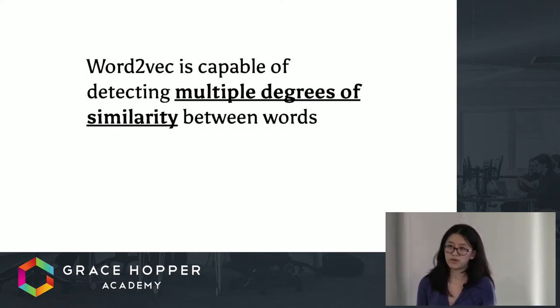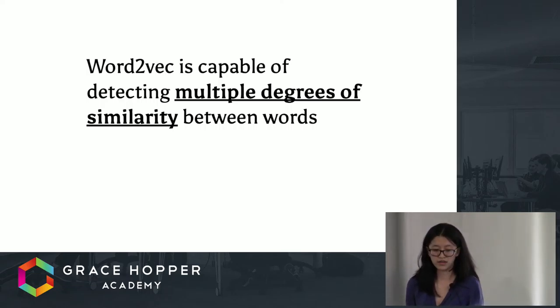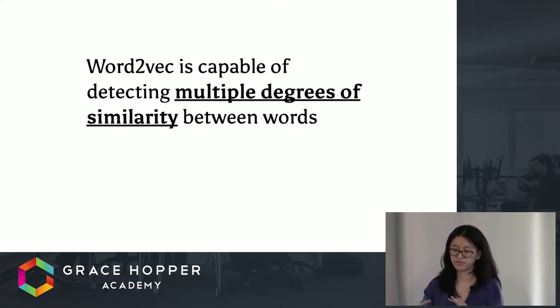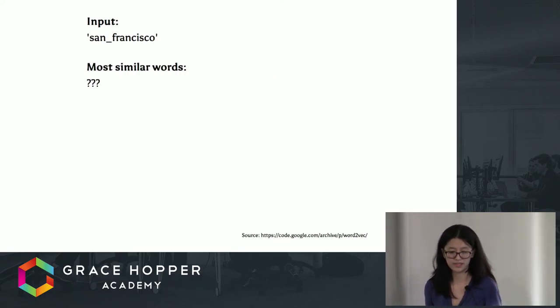The real power of Word2Vec is that it can detect multiple degrees of similarity between words. It doesn't just detect similarities in meanings or relationships between words, but it can also detect differences in syntax, the word endings, grammatical inflections, and so on. Let's go into some examples.